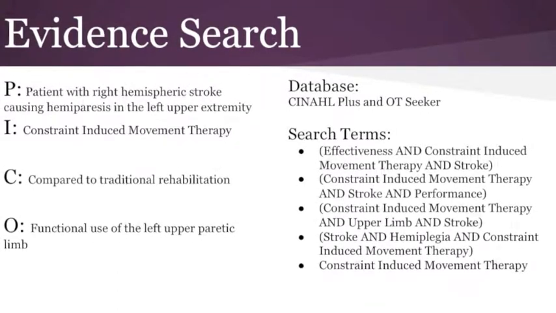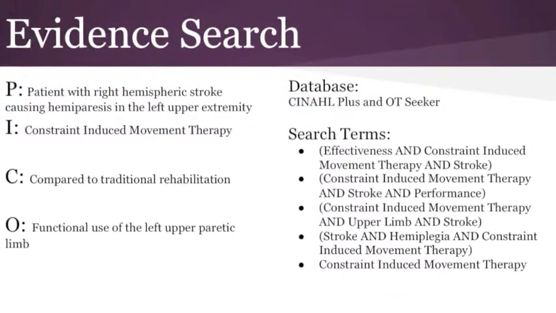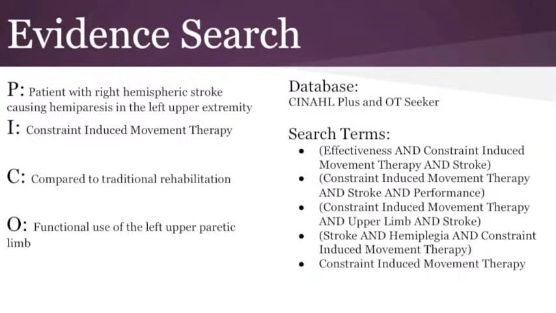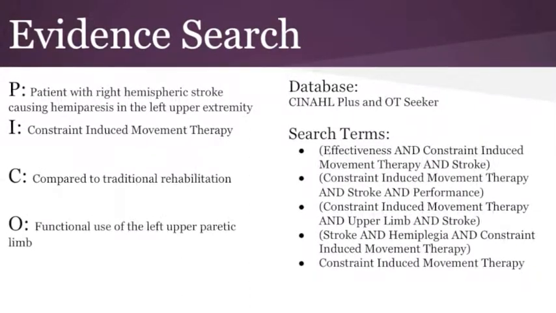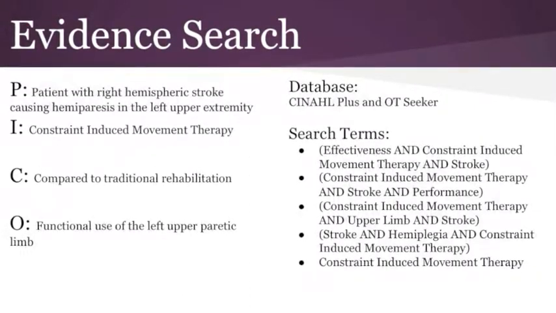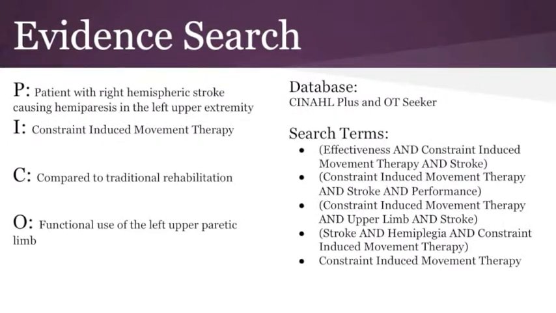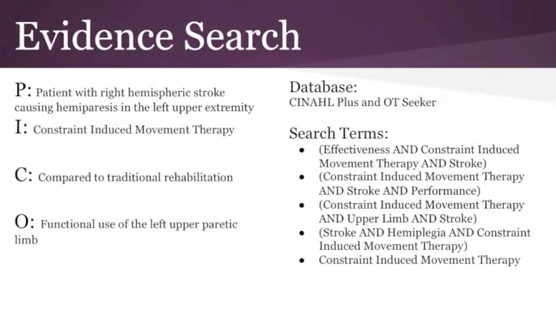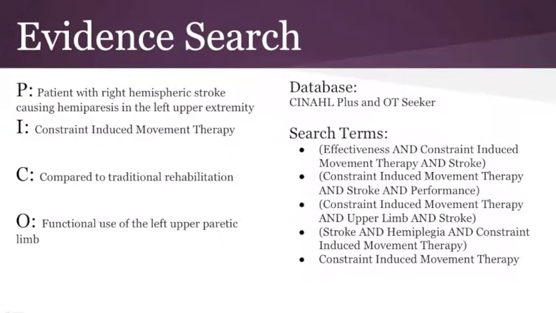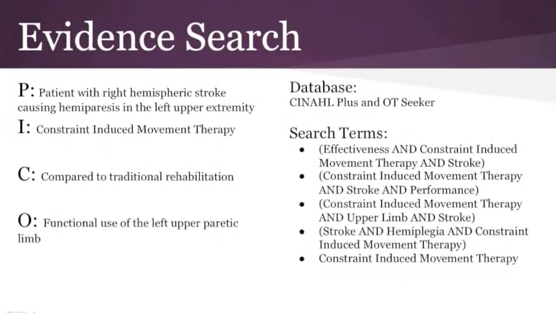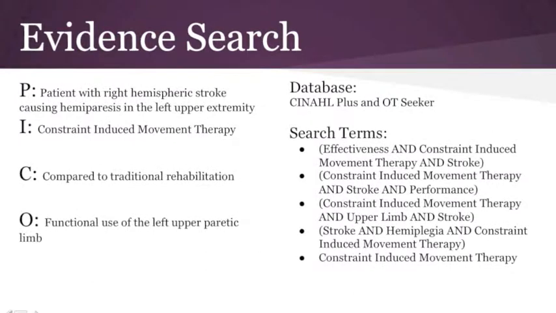For our evidence search, the patient had a right hemispheric stroke causing hemiparesis in the left upper extremity. Our intervention is constraint-induced movement therapy, and it will be compared to traditional rehabilitation. The outcomes that we are looking at are functional use of the left upper paretic limb.